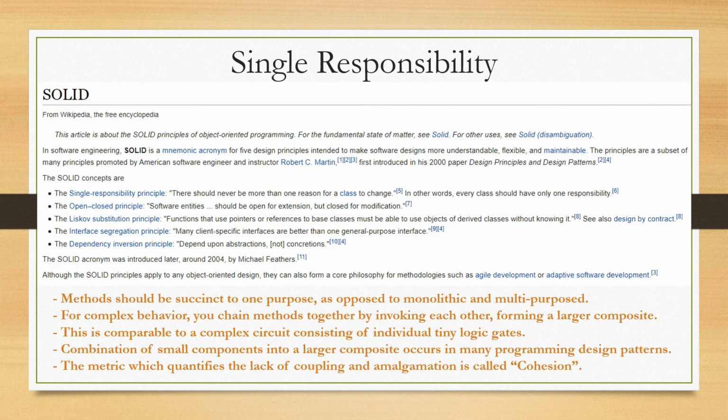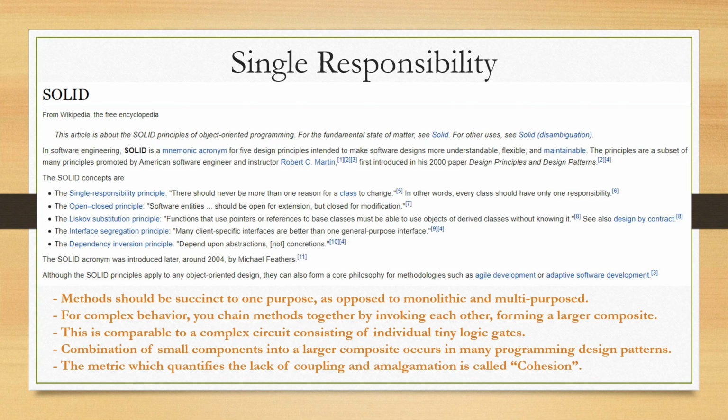And the single responsibility principle can be extended to methods too. So let's go through these points that I just wanted to put in your brain, plant a little seed so that they can grow as you grow. Methods should be succinct to one purpose as opposed to monolithic and multi-purposed. If you find yourself writing very large methods that do multiple things, I would encourage you to think again and try to make them smaller.